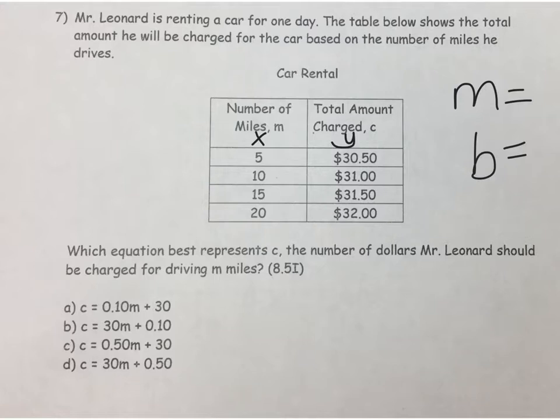Is it A, C equals 0.10 times M plus 30? B, C equals 30 times M plus 0.10? C, C equals 0.50 M plus 30? D, C equals 30 times M plus 0.50?